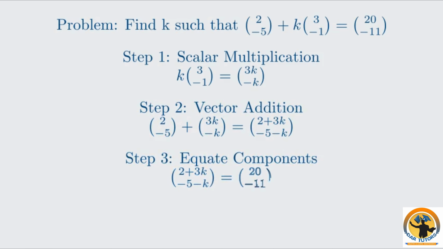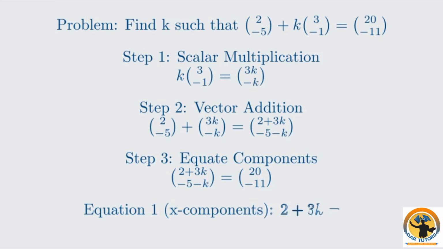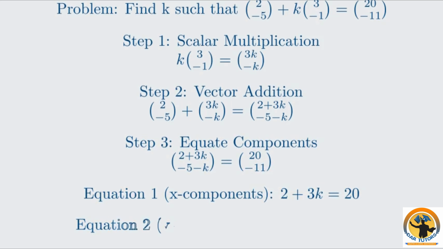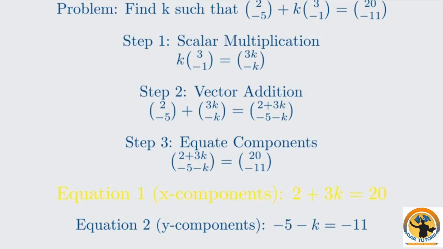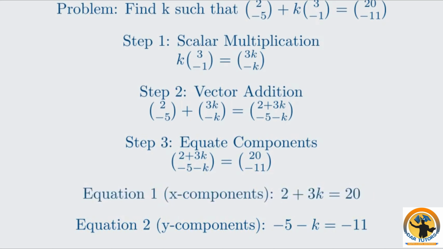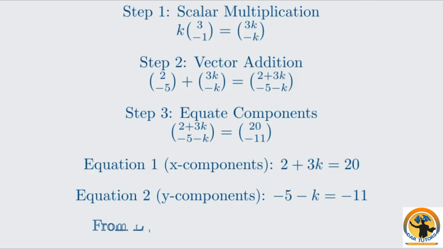For two vectors to be equal, their corresponding components must be equal. This gives us a system of two equations. The x components give us 2 plus 3k equals 20. The y components give us -5 minus k equals -11. We can solve either of these equations for k. Let's use the first one. Subtracting 2 from both sides gives 3k equals 18. Dividing by 3, we find that k equals 6.